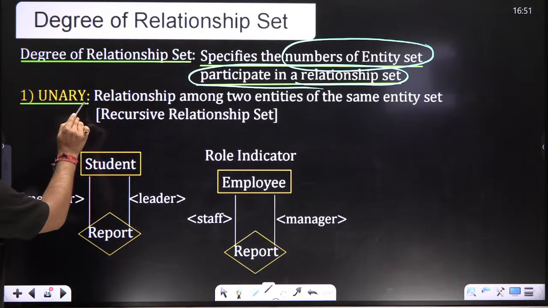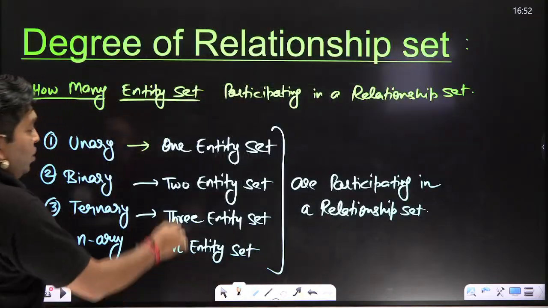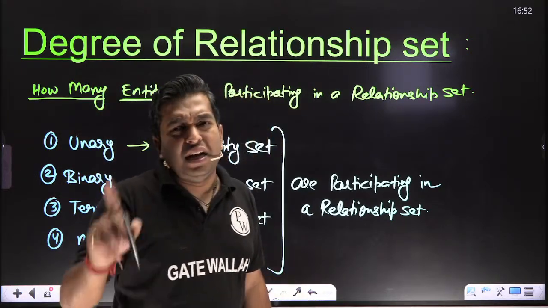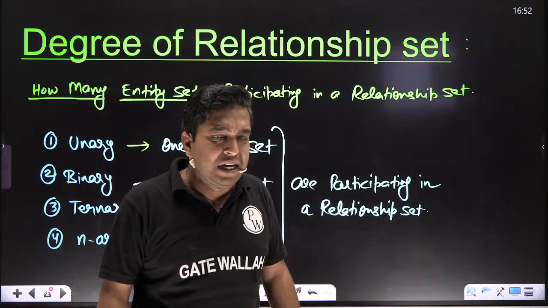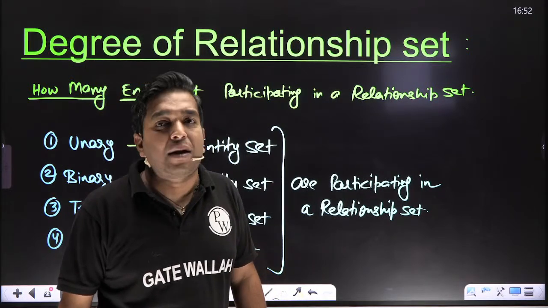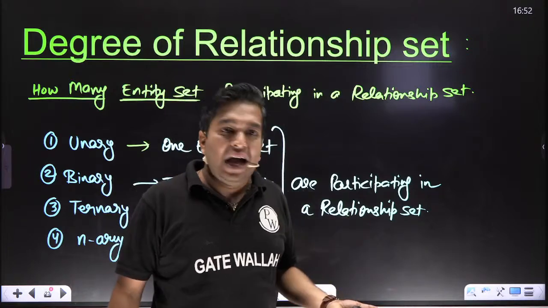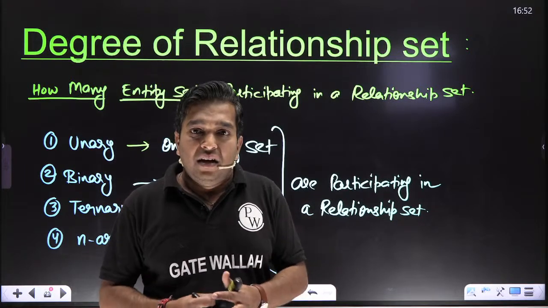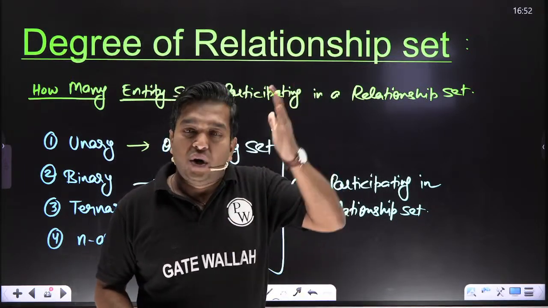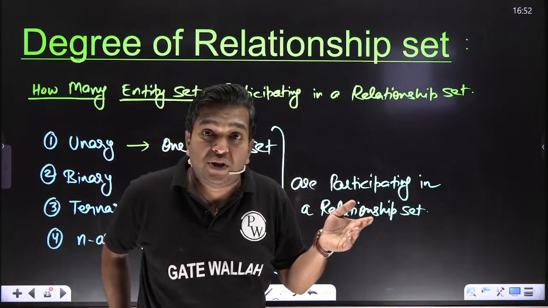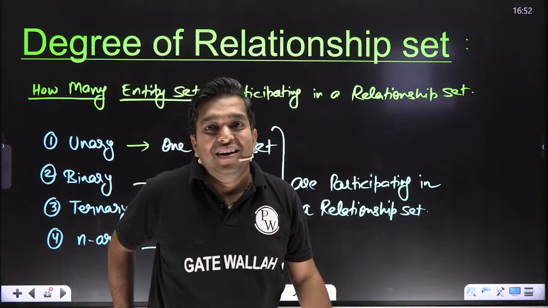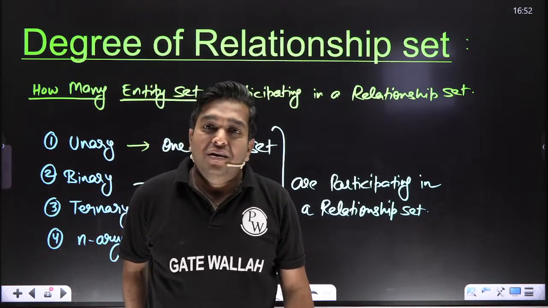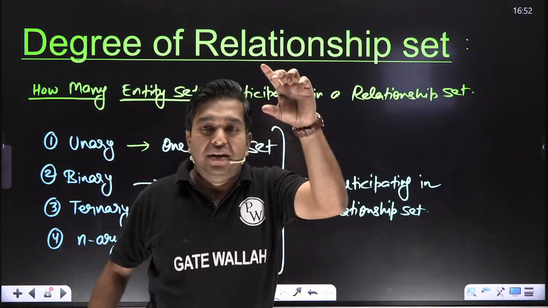First one, unary. Unary means only one entity set participates. Now you have a question: sir, how does one entity set participate in a relationship set? Yes, of course. For example, you are working in a reputed MNC, a product based company. You report to your manager, and your manager is also an employee of that company. So here there is only one entity set, that company. Are you getting my point?